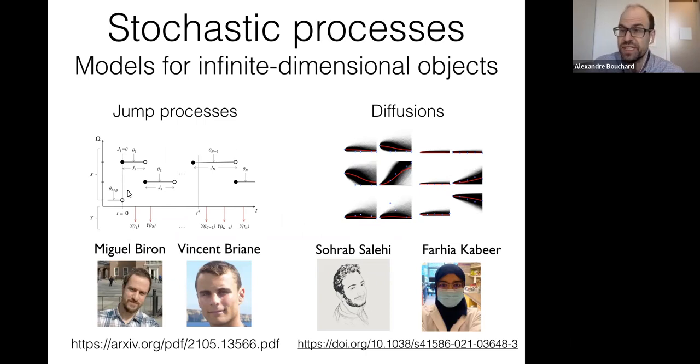Another closely related project that I'm not going to talk about today, but you can look at this preprint if you're interested in, is another stochastic process that's used to study population genetics, is jump processes. And I have a student and a former postdoc that are working on these jump processes. Today we're going to talk more about diffusion. So this project, the joint first authors are Sohrab Salih and Faria Kabir, and here's the link for the paper.